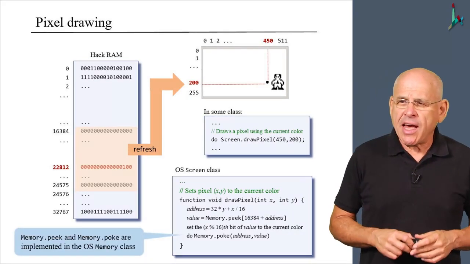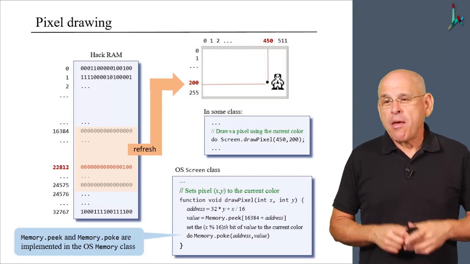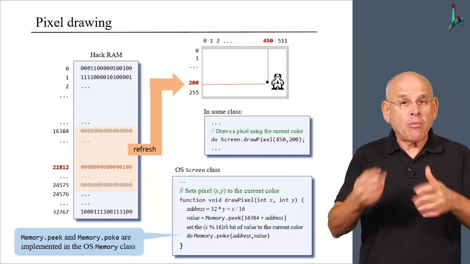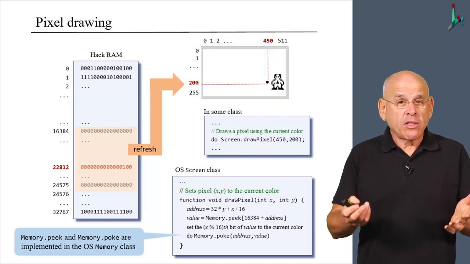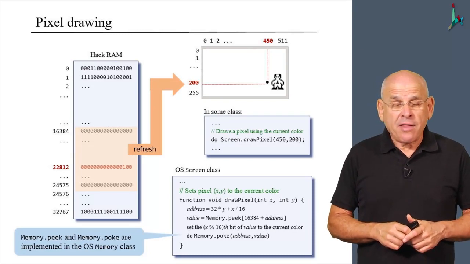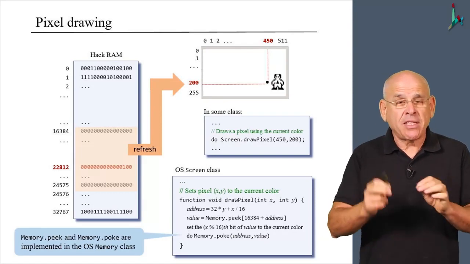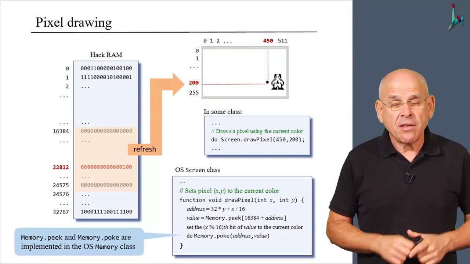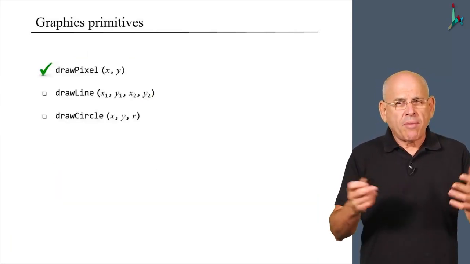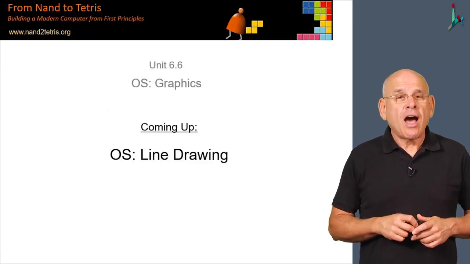Now notice that the draw pixel subroutine, which belongs to the Screen class, makes use of the peek and poke subroutines, which belong to the Memory class. And the Memory class, of course, is something that we've already implemented in previous units. This is quite routine in operating system modules, this interdependency of one module using another, and that's an example of it. So we talked about draw pixel, and in the next unit, we'll teach you how to draw a line.